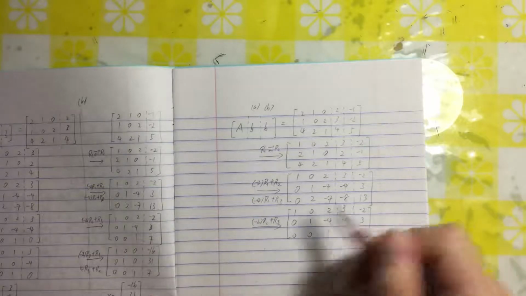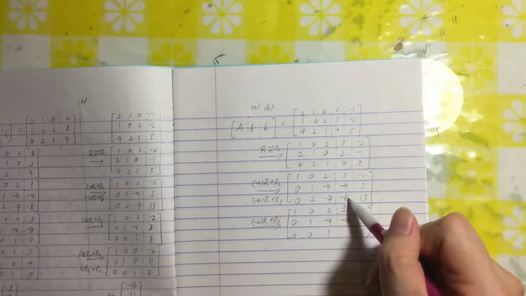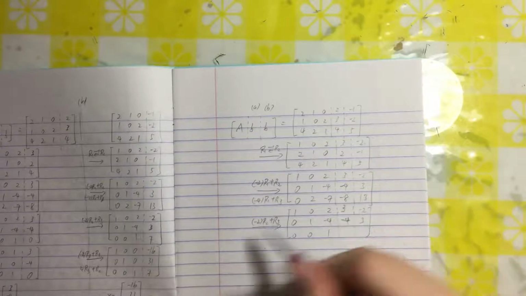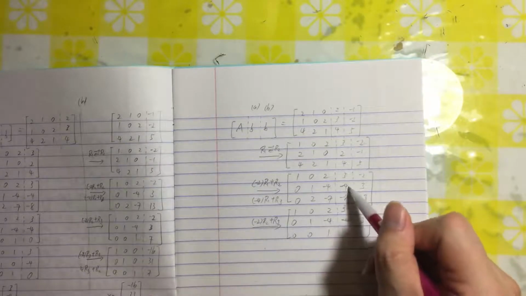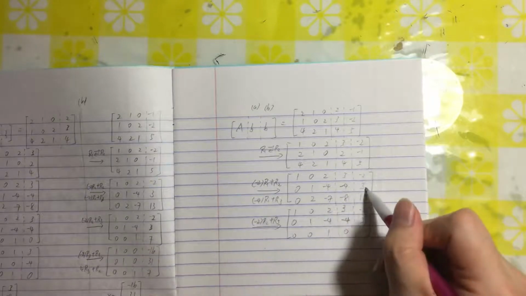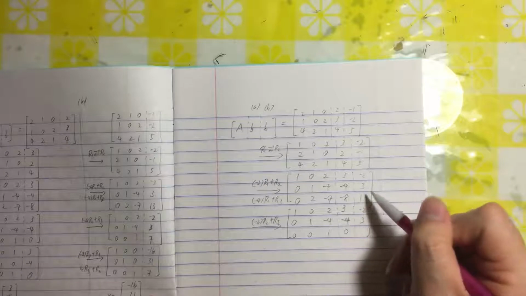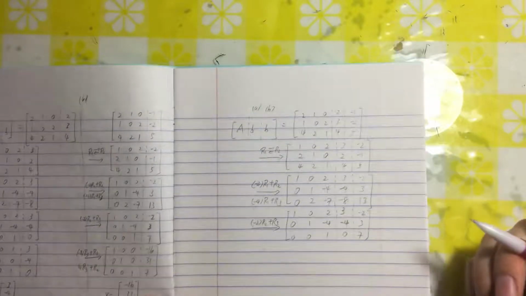-2 times -8 is... -2 times -4 is 8. 8 plus -8 is 0. -2 times 3 is -6. -6 plus 13 is +7.